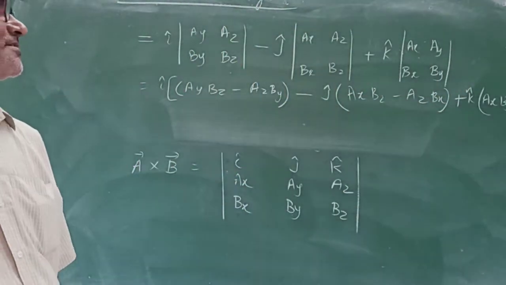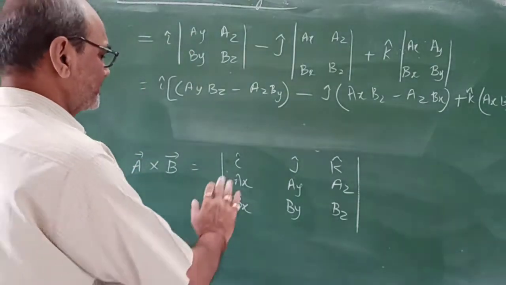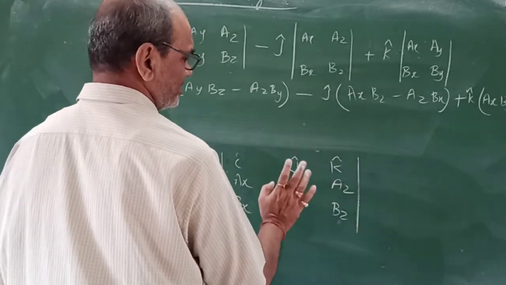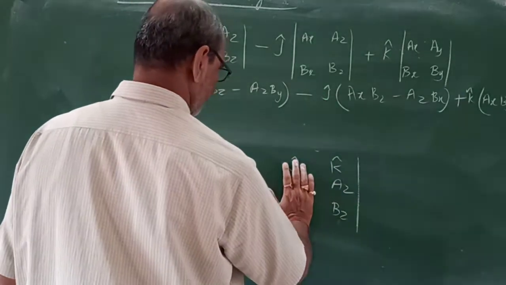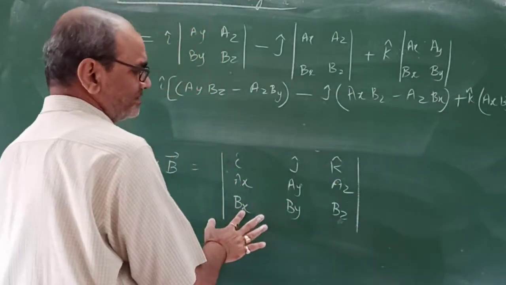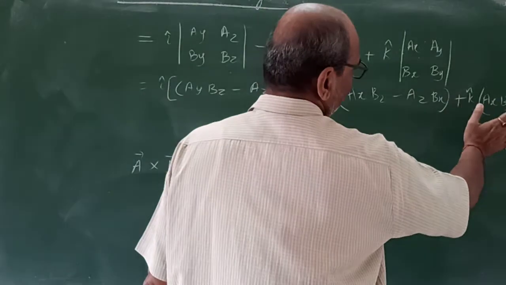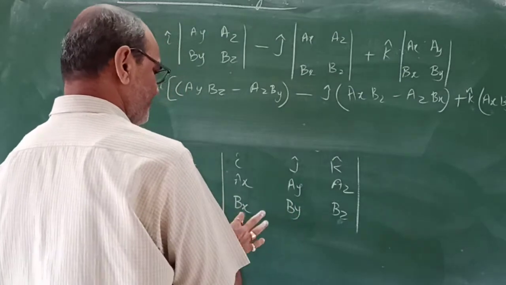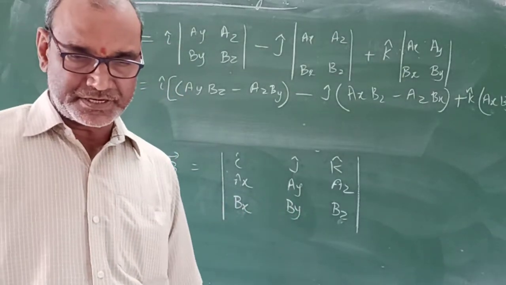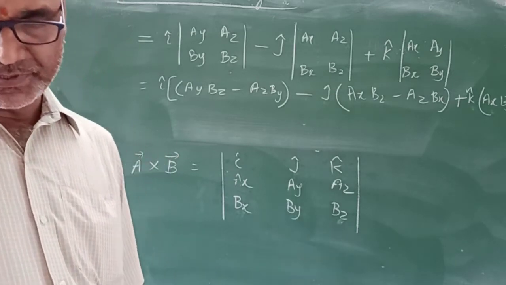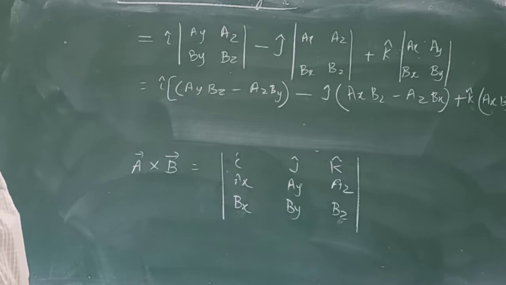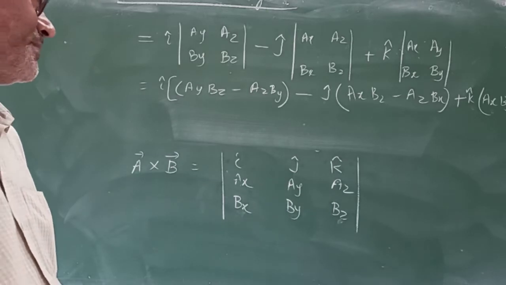That is the multiplication. First, close the i part: ay bz minus az by. Minus j, close it: ax bz minus az bx. Now plus k: ax by minus ay bx. That is the multiplication in the cross product. In this way, if you do the multiplication, it will be correct. Otherwise, with any mistake, your answer will be wrong.